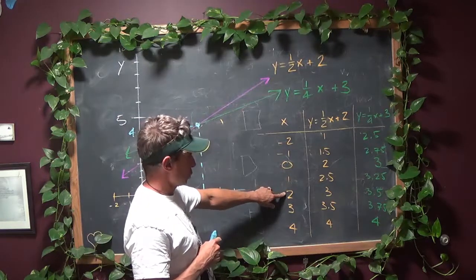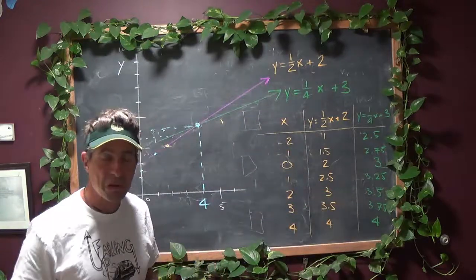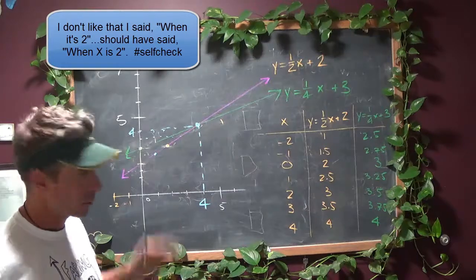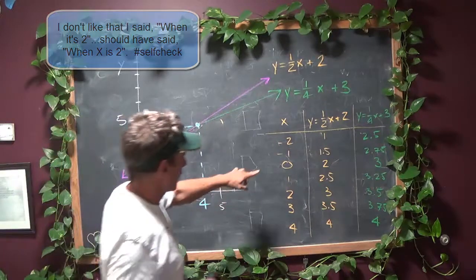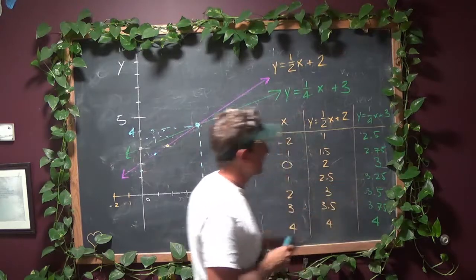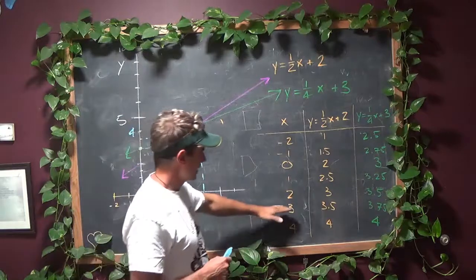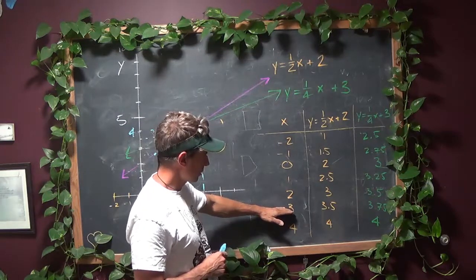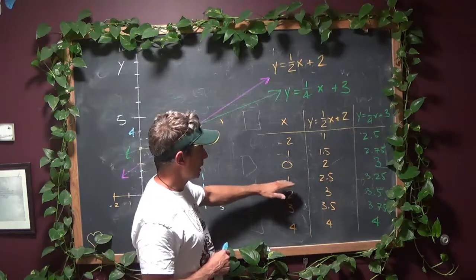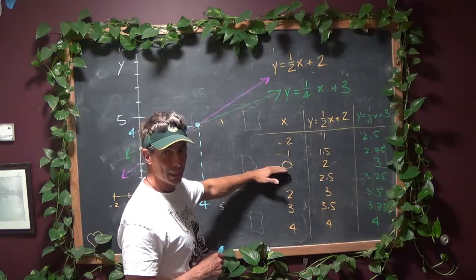When it's 2, purple gave us 3, green gave us 3.5. That's a half bigger on the green line than the purple line. 1/4, half. When we plugged in 1, 2.5 to 3.25. That's 3/4 bigger. Green is 1/4 larger here, a half larger here, 2/4. 3/4 larger, 1 whole larger here.